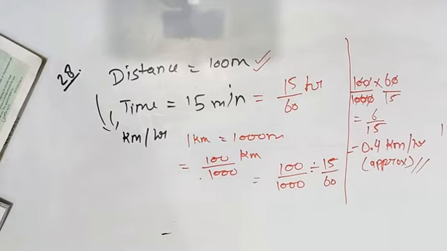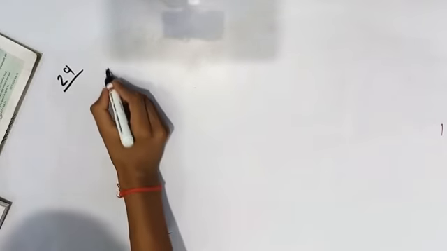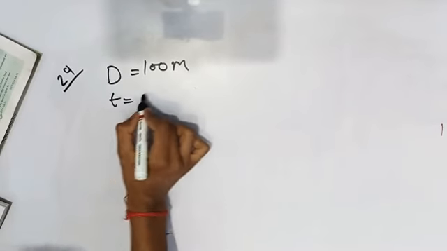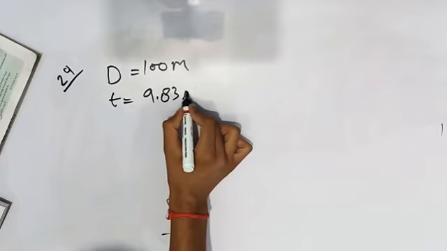Now let's move to question number 29. So what is question number 29? It says, if a sprinter runs a distance of 100 meter in 9.83 seconds, calculate his average speed in kilometer per hour. We will do what we did in question number 28. The distance is 100 meter and the time given is 9.83 seconds.